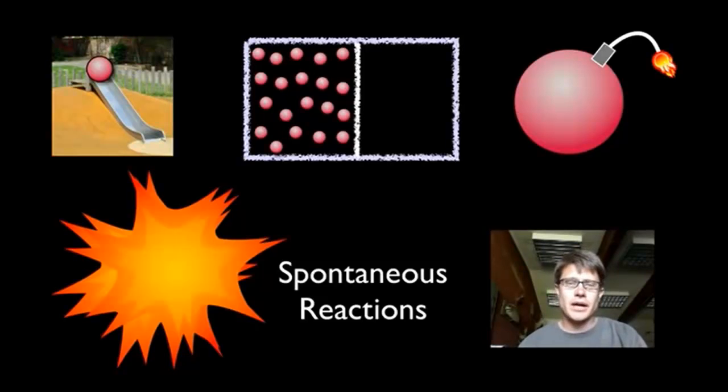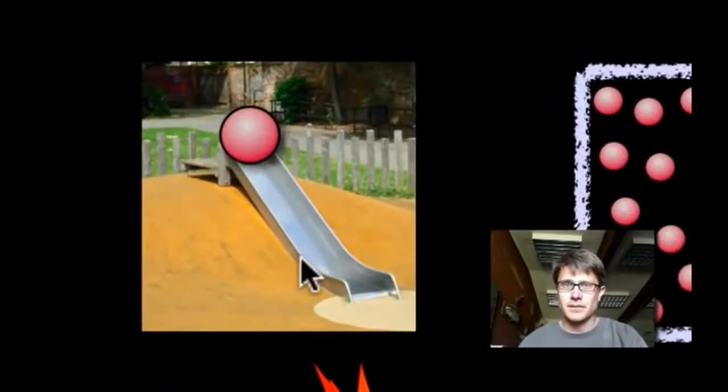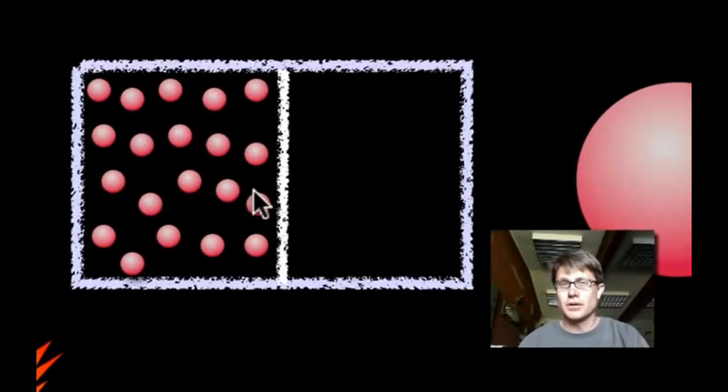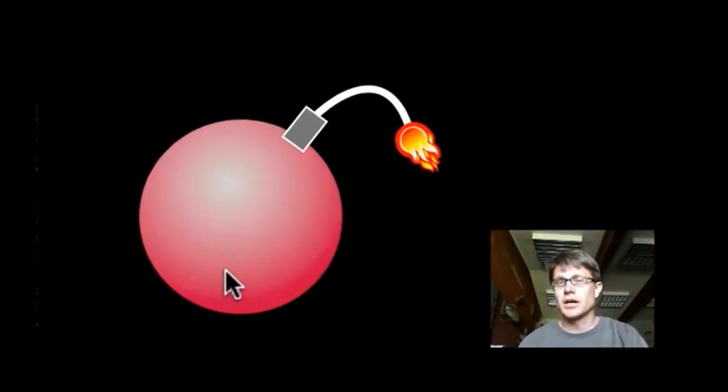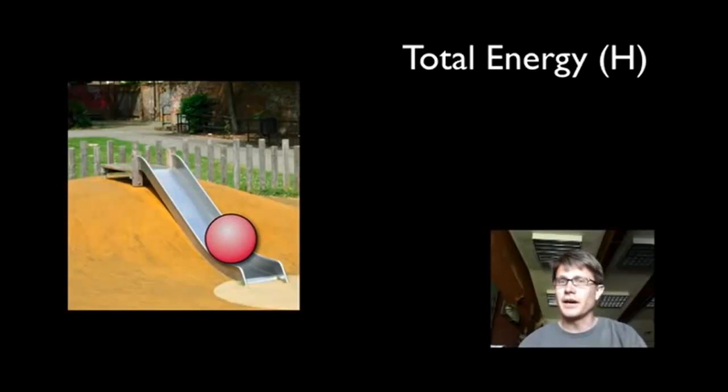So the three reactions that I'm going to talk about here are, number one, a ball rolling down a slide. Number two, diffusion. And number three, a cherry bomb that's exploding. And so we're going to apply Gibbs free energy to each of these. So let's start with the ball at the top of the slide. The ball at the top of the slide is going to roll down to the bottom.